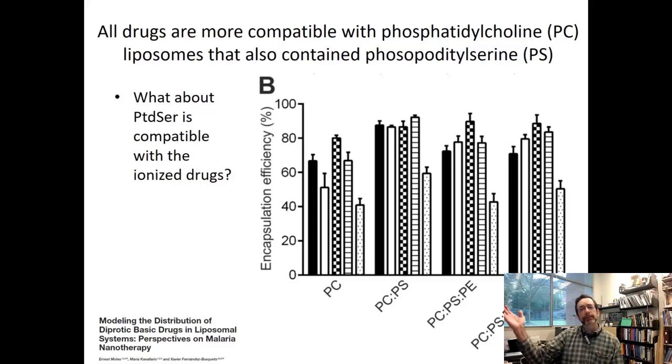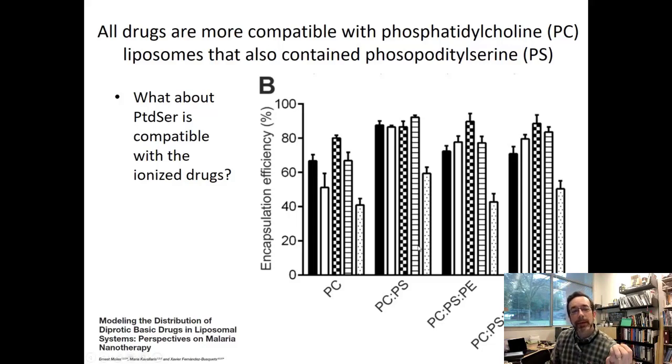So the PC is phosphatidylcholine only, PC:PS is with phosphatidylserine. And the one thing I'll have you notice is that for all 5 of the drugs, you end up with higher bars for the PC:PS line, the second one over, than for the PC line by itself. When you add in the PS, you get higher bars in this second area over here. I can show you it right there.